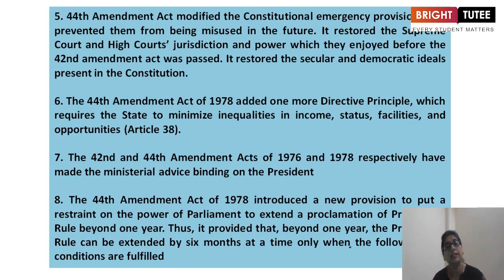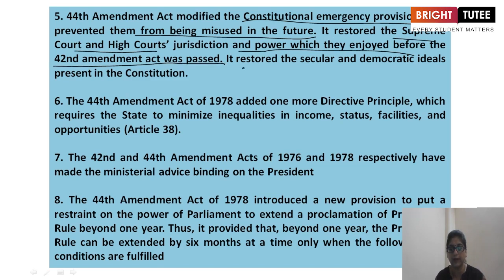Now, let's move forward in this Amendment Act. The 44th Amendment Act modified the constitutional emergency provisions, and it prevented them from being misused in the future. Like, there were certain chances of misusing these emergency provisions, so it modified them so that misuse can be prevented. And it restored the Supreme Court and High Court jurisdiction and power which they enjoyed before the 42nd Amendment Act was passed. It restored the secular and democratic ideals of the present constitution.